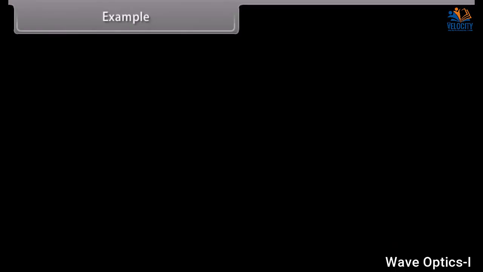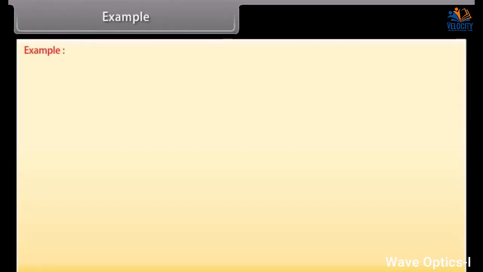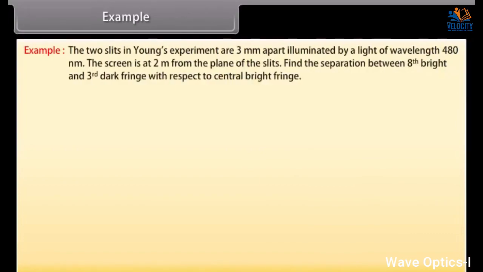Example. Let's take an example on Young's double-slit experiment. The two slits in Young's experiment are 3 mm apart, illuminated by light of wavelength 480 nanometers. The screen is at 2 meters from the plane of the slits. Find the separation between the 8th bright and 3rd dark fringe with respect to the central bright fringe. Let's see the solution.